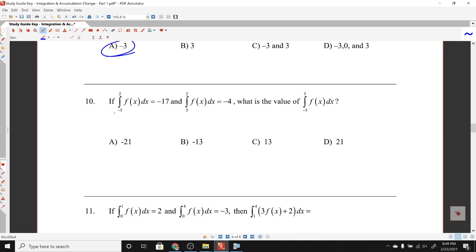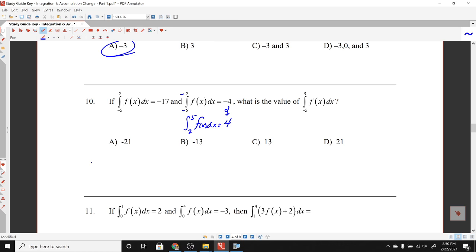All right. Number 10, if the integral from -5 to 2 of f is -17 and the integral from 5 to 2 of f is -4, what is the value of the integral from -5 to 5 of f of x dx? Well, the first thing we need to do is adjust these bounds here. That is, I need to write this as the integral from 2 to 5, always moving from left to right, 2 to 5 of f of x dx. And remember, to switch the bounds, we must switch the sign of the integral.